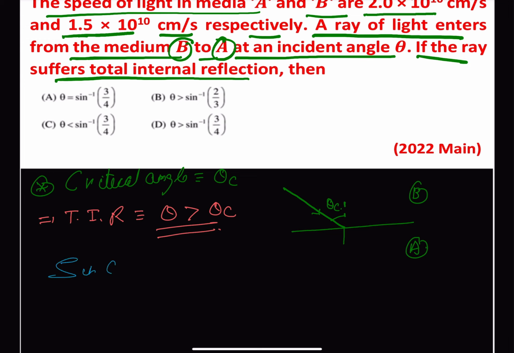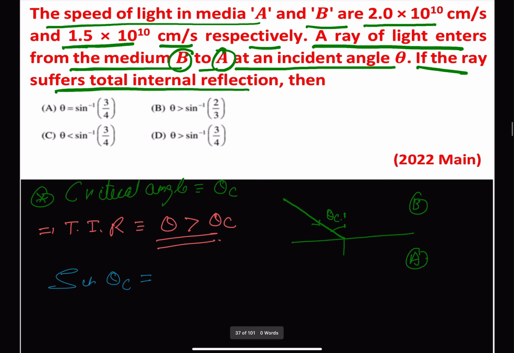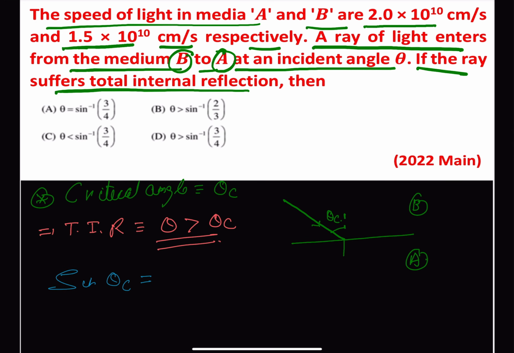For this critical angle, the sine of the critical angle will be equal to the ratio of their refractive indexes, and we can say that velocity of medium B, divided by velocity of medium A. In terms of refractive index, this will be mu A upon mu B. But we are given the velocities, so we can just write it in the form of velocity: velocity in medium B over velocity in medium A.